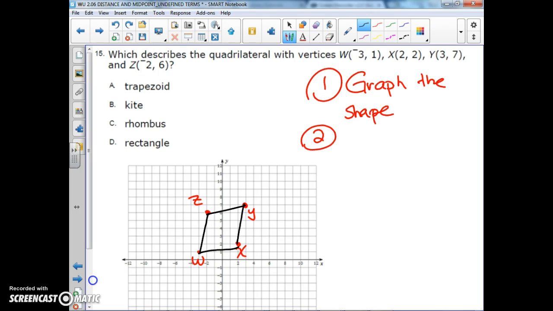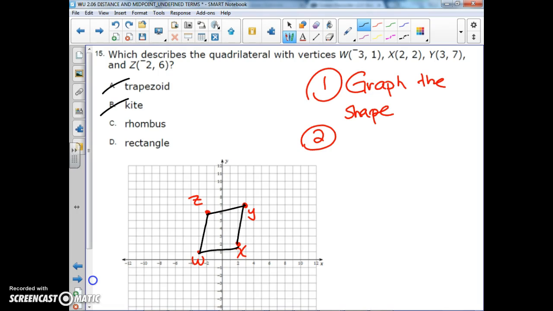So first I'm going to look at my answer choices. I don't think I have a trapezoid because trapezoids do not have parallel lines, and it looks like these lines could be parallel. Doesn't look like I have a kite because, again, they don't have parallel lines. And on a kite, two sets of the sides are different lengths, and these side lengths look like they're all equal. So I'm going to focus on rhombus and rectangle.